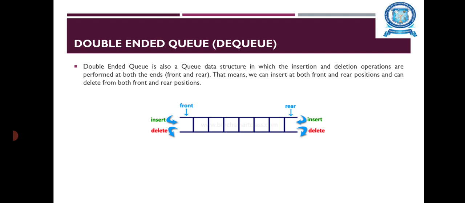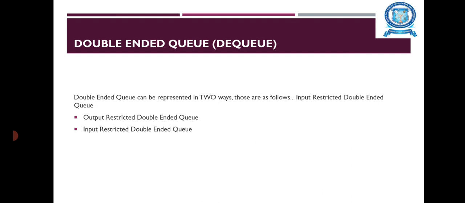This is a representation of a double-ended queue. Here the front and rear points are marked. Then these insert and delete operations are performed at both positions, front position as well as the rear position. The double-ended queue can be represented in two ways. First one is the input restricted double-ended queue. Then second one is the output restricted double-ended queue.